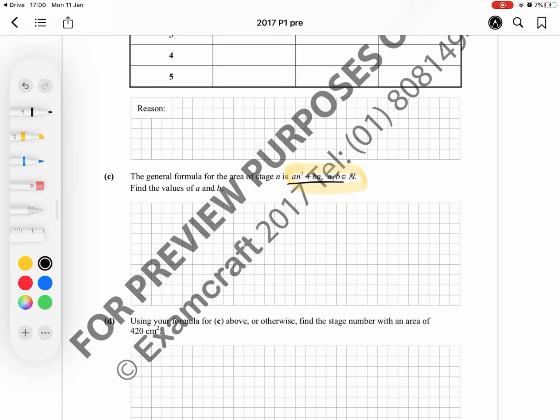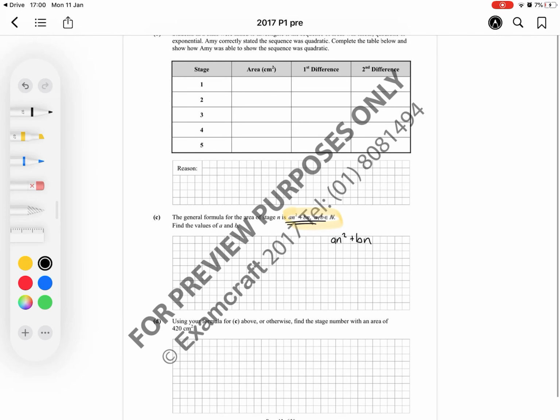So this is the function. I'll write it over here: an squared plus bn will tell me what the value is whenever I put in a value for n. So n is the number of the term. For the first term, n would equal 1. For the second term, n would equal 2, and so on. So let's have a look and see what we can do with that.